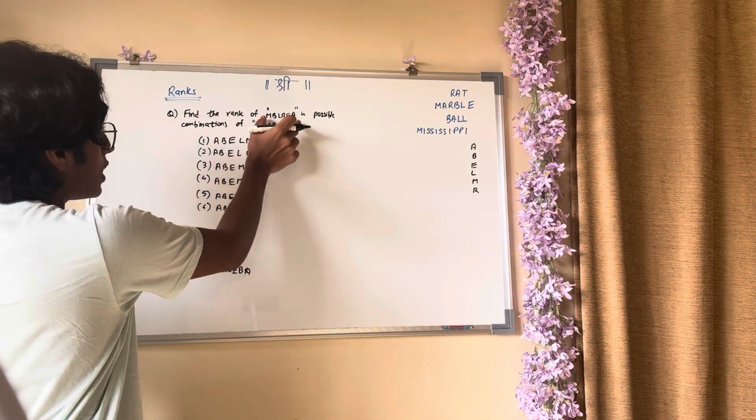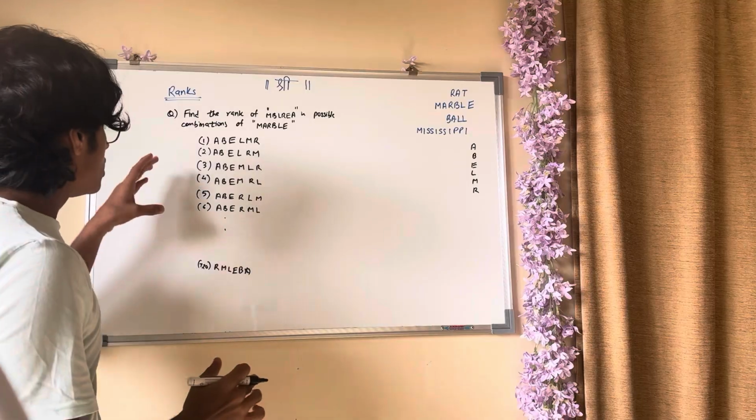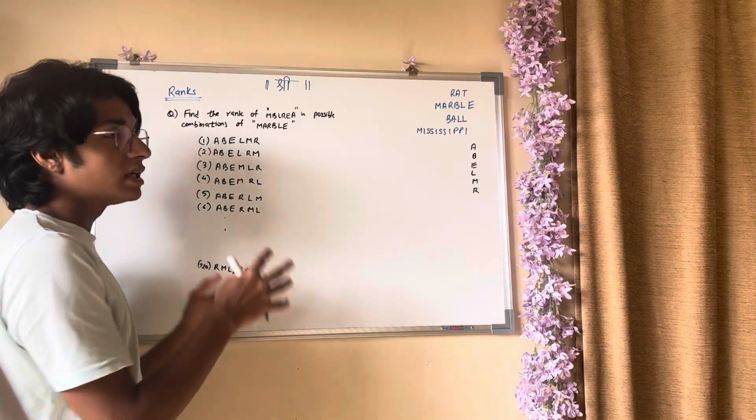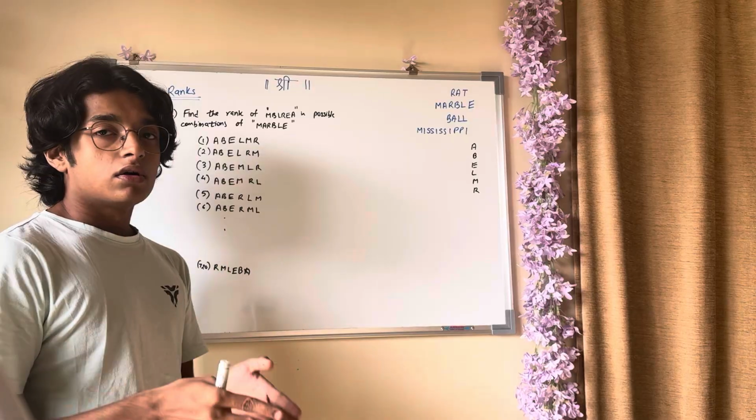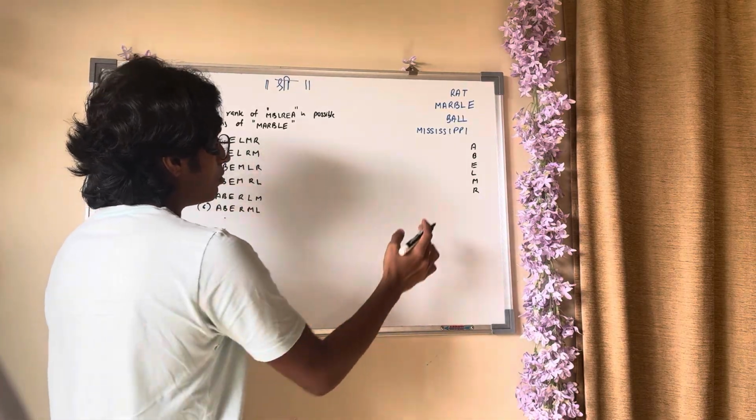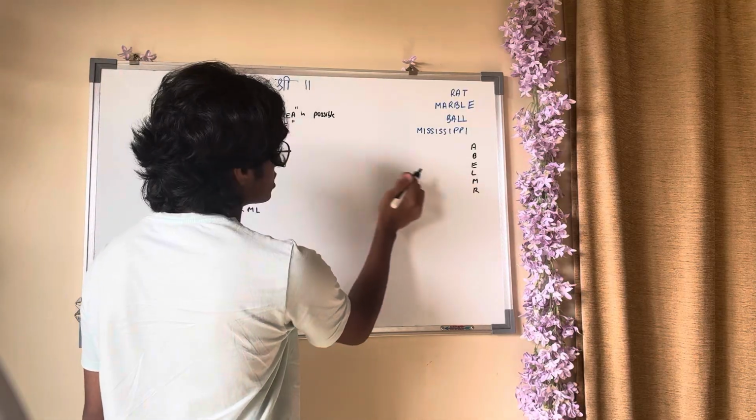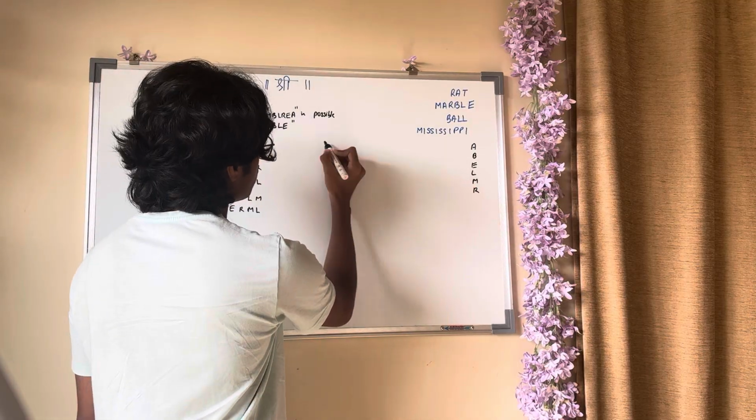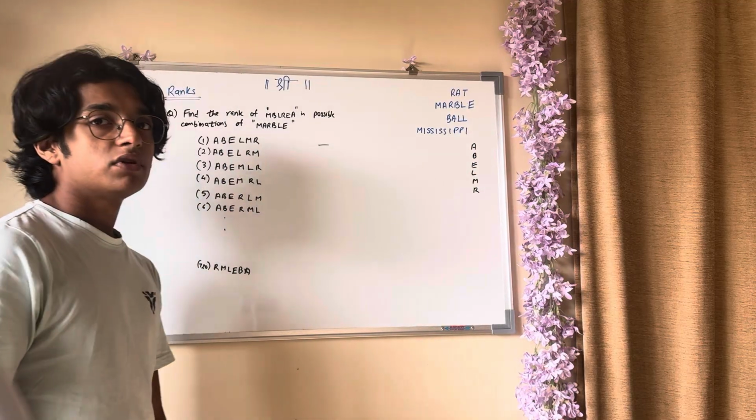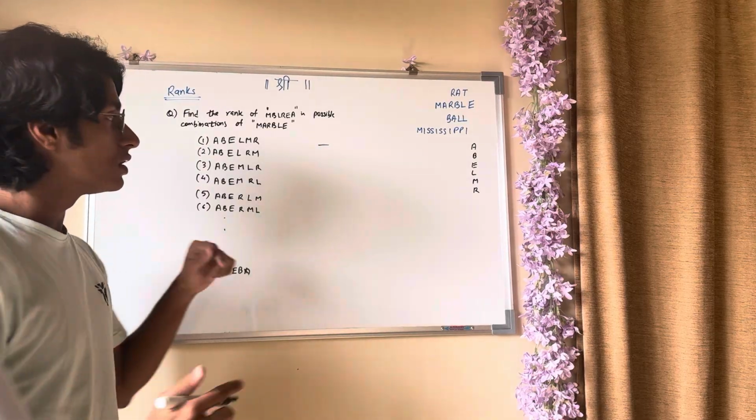We have to find the rank of this word MBLREA. Obviously it would lie between the range 1 to 720, because that's how many words are possible from these letters. Let's observe the first letter, that is M. Before M we have 4 letters, A, B, E, L, which come in alphabetical order here.